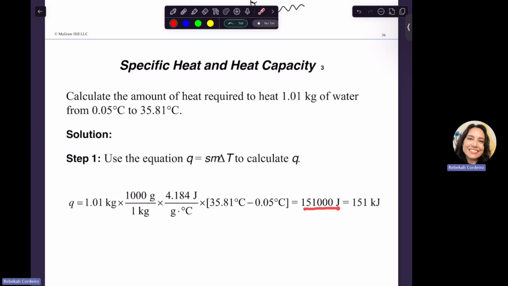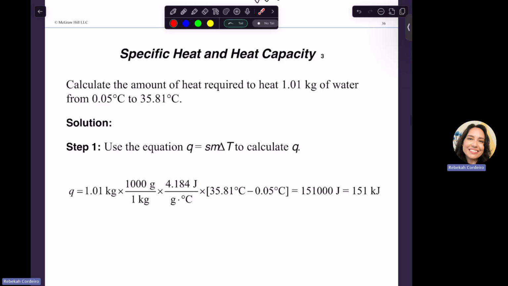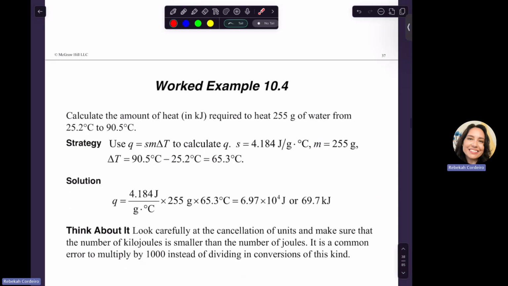We get a Q here in joules, but we don't really want to represent our answer like this. It's kind of a big number, right? So we probably want to turn it into something a little more manageable, like kilojoules. For example, I don't want to be paid in pennies. Don't give me a lot of a small thing. Give me a smaller number of a larger denomination. If you have questions about solving this, definitely let me know.